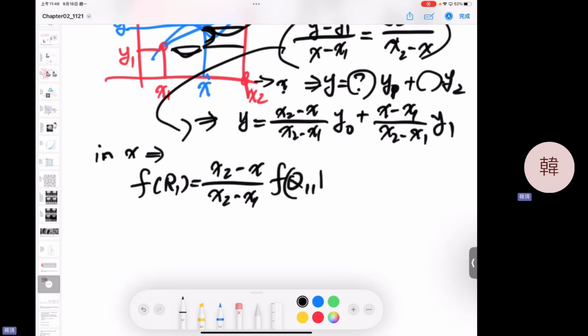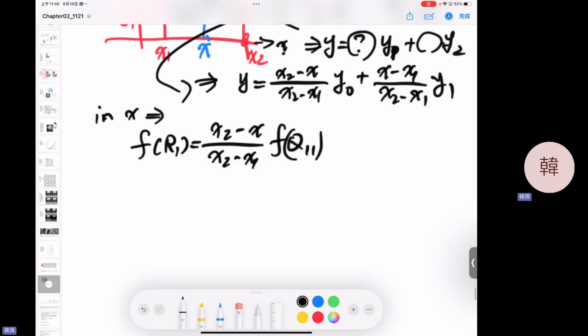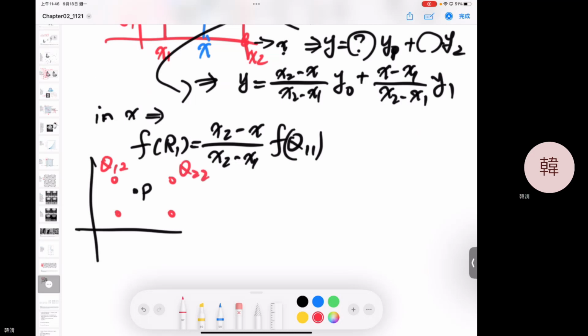If I define now two dimensions, okay, let me define two dimensions. So we have 4 points to find out this new pixel here. We have 4 points here: Q12, Q22, Q11, Q21. So try to find out the linear interpolation for the P pixel here.